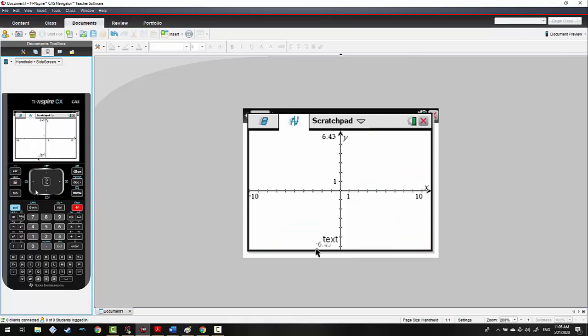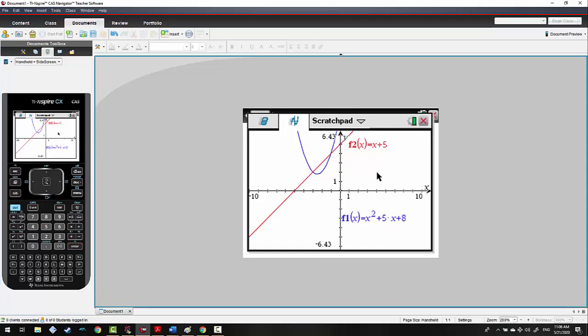Or it. Calculators have no gender. So from here, x squared plus 5x plus 8. There's my parabola right there. And then I'm going to go ahead and graph x plus 5. Okay, I'm looking at 2 intersection points right there.